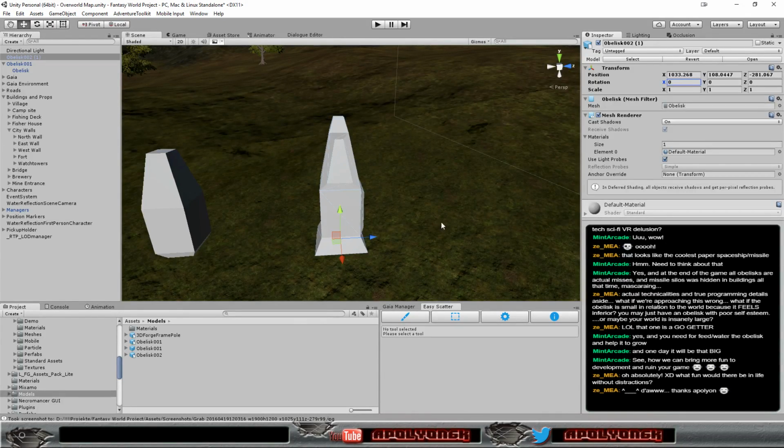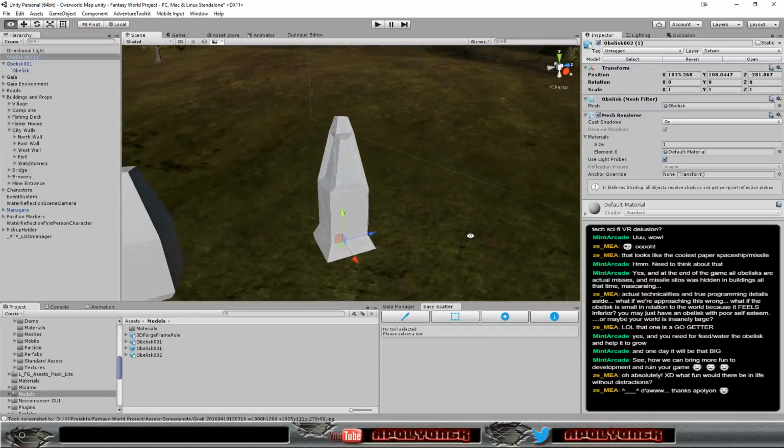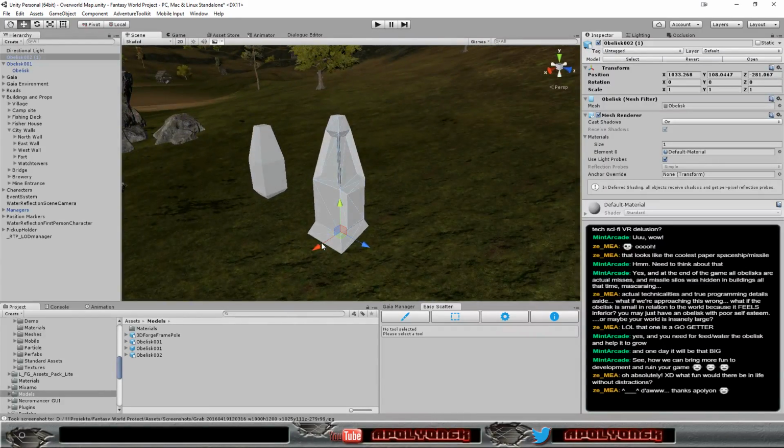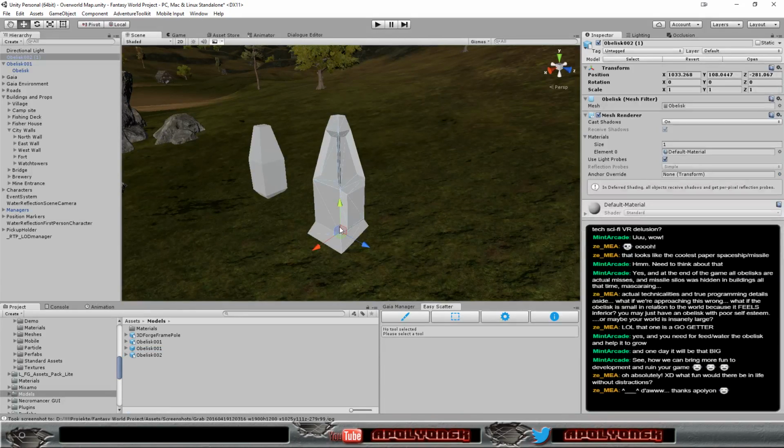Okay, now I don't need to rotate it there, so that's good. And this is one, which is also good. Awesome.